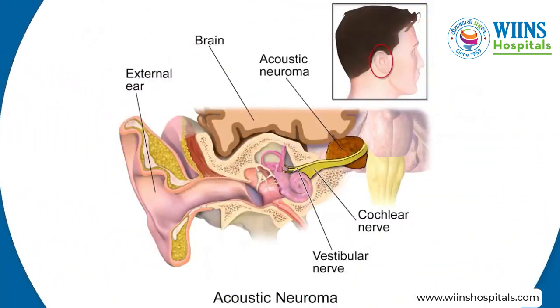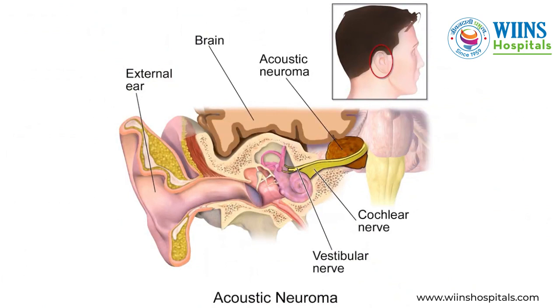In addition to this, if it arises from a nerve exiting from the brain, for example, the nerve coming to the ear and coming to the face for movement of the face, it is called an acoustic nerve tumor. Similarly, a neurinoma or a nerve tumor can arise from any of the nerves which exit the brain, which are called the cranial nerves.